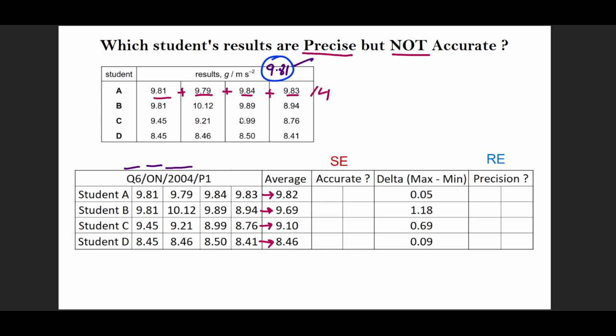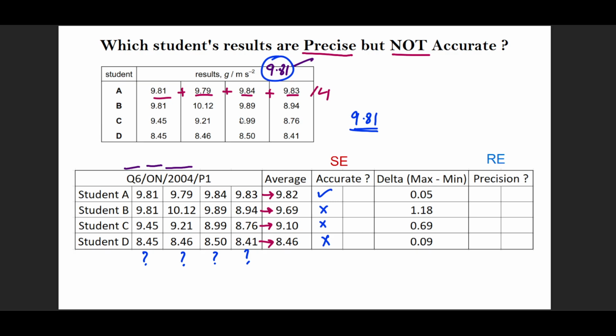So 9.82, yes, it is accurate. 9.69 is not accurate because it is way off in comparison to 9.81. It's too far away. 9.1 is even further away from 9.81, and 8.46 is 100%, not a single chance that it is going to give me an answer of 9.81. So it is not accurate. Again, let's go back to the options. Do we get a 9.8 answer in these options?